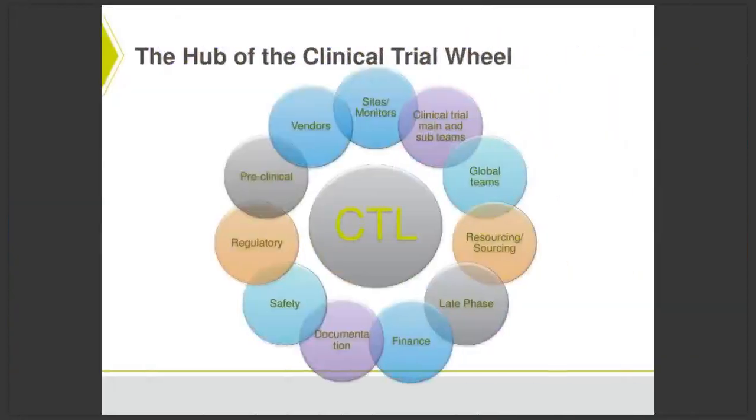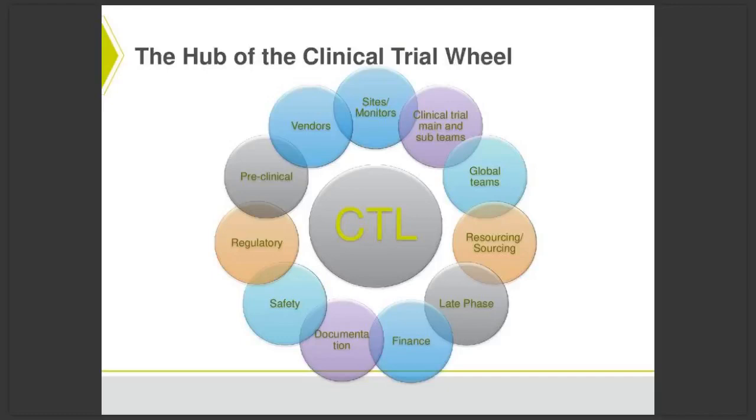So what is it actually that I do? My role, my end game is to eventually be a clinical trial manager, a clinical trial leader, as is the title at Novartis. The whole concept is, in a nutshell, project management. So we call this the hub of the clinical trial wheel. The CTL is in the middle. And the reason why I say it's in the middle is because we have a hand in almost every aspect that you see around it, from choosing our vendors that we use to collect our EKG data or our labs, down to the sites that we choose, the clinical trial team itself, because our job is to lead a team.